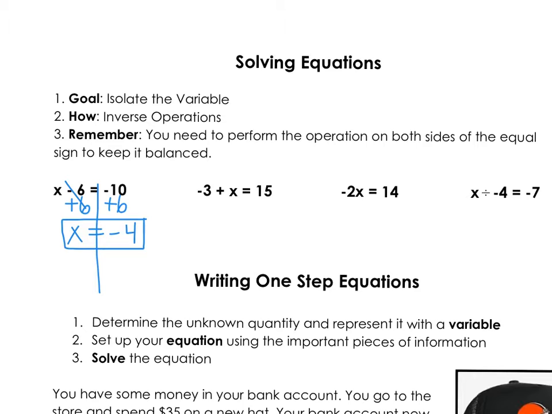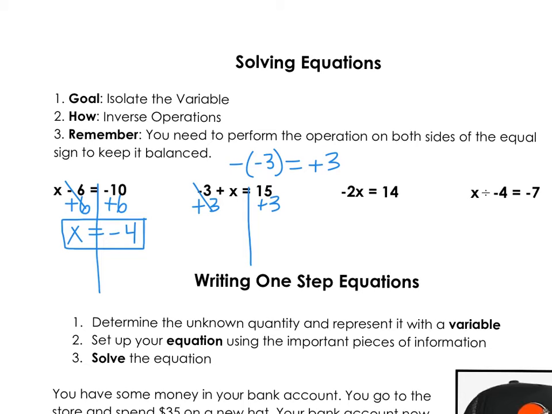Let's do it again with the next one. Negative 3 plus x equals 15. Again, our goal is to get x by itself. But right now, we're adding negative 3 to x. So the inverse of adding negative 3 would be subtracting negative 3. And I write that up here because subtracting negative 3 is the same as just plus 3. So really we can just add 3 to both sides.